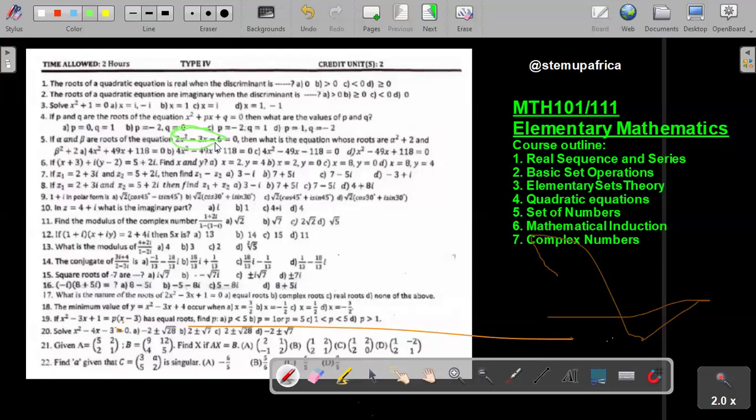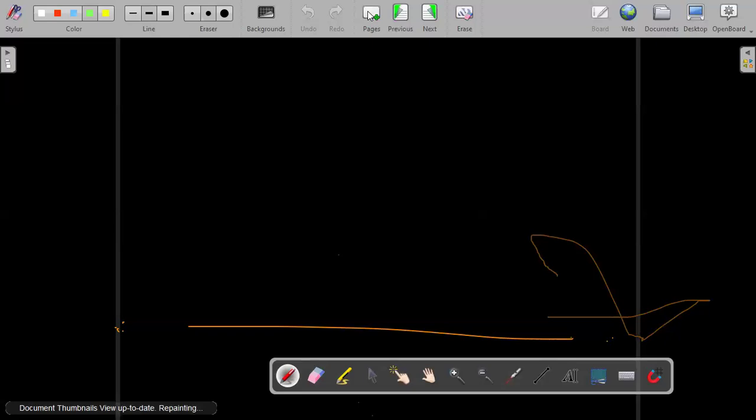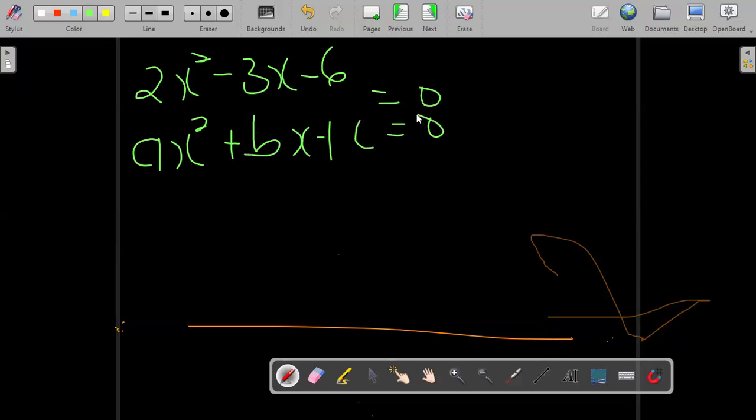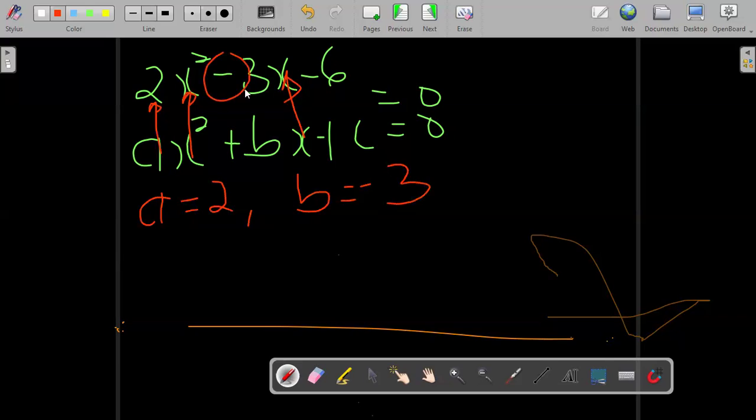So let's determine the expression from the equation given to us. We are given 2x squared minus 3x minus 6 equals 0. If I compare with the standard equation, which is ax squared plus bx plus c equals 0, x squared to x squared means my a is 2, x to x means my b is minus 3, because here it's a negative sign. Then for c, the one without x, my c is minus 6.